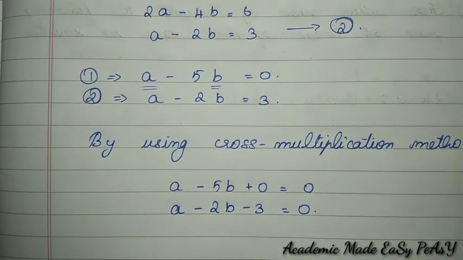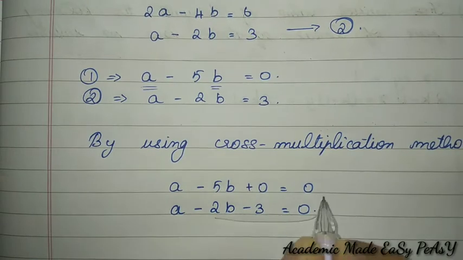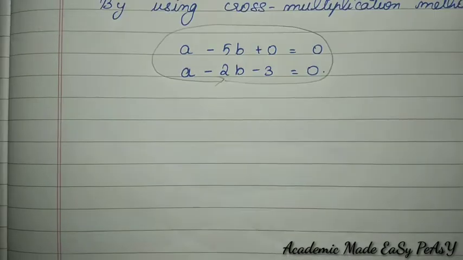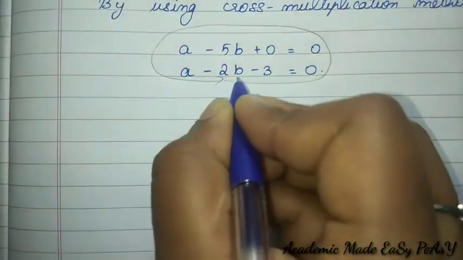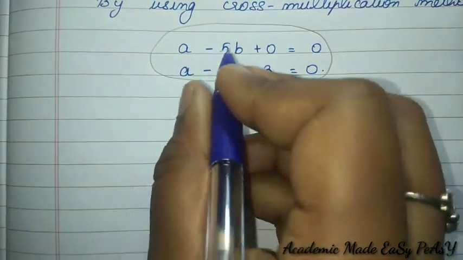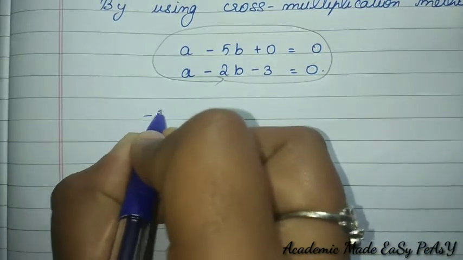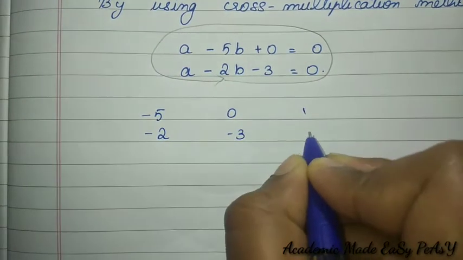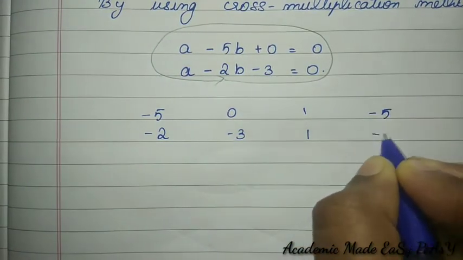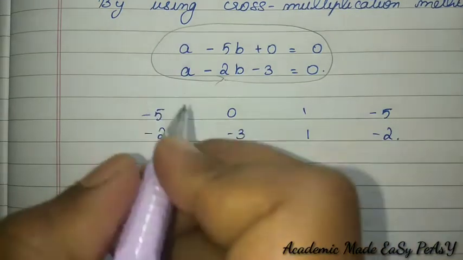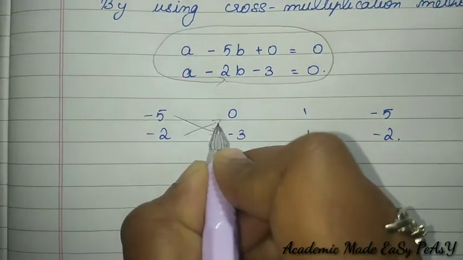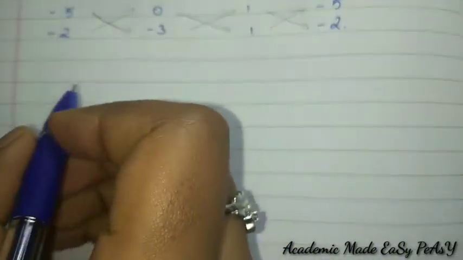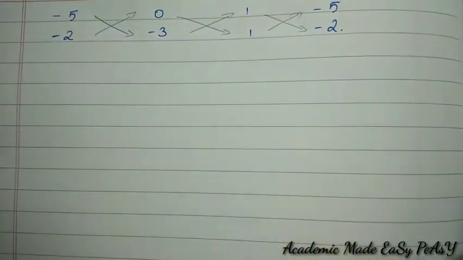Now we will be going in a circle starting from b and ending in b itself. So I will be writing the coefficient of b first, that will become b1, b2. Minus 5, minus 2, 0, minus 3, 1, 1, minus 5, minus 2. Now let us draw the arrow marks. This is cross multiplication, that's what it is, cross. Now I will start writing the formulas.